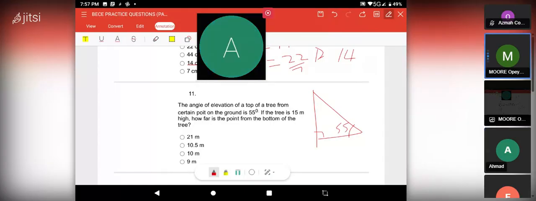Elevation of the top of a tree from a certain point. So that is that. Now, if the tree is, so who is that? This is the tree, 15 meters high. How far is the point from the bottom of the tree? That is this place to this place. That is what we are looking for.